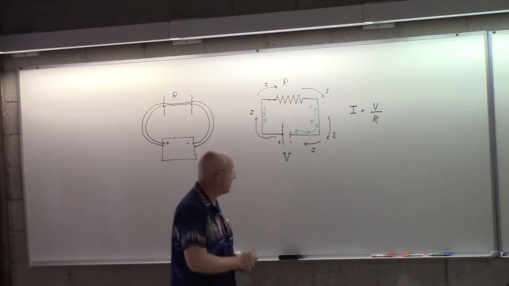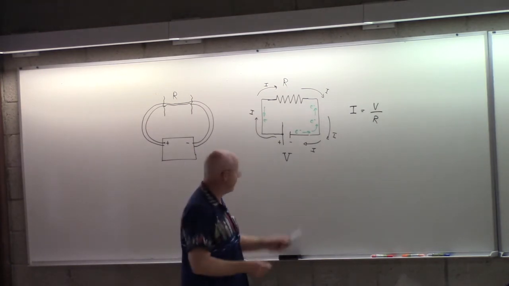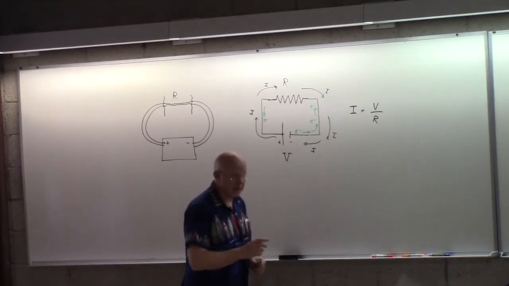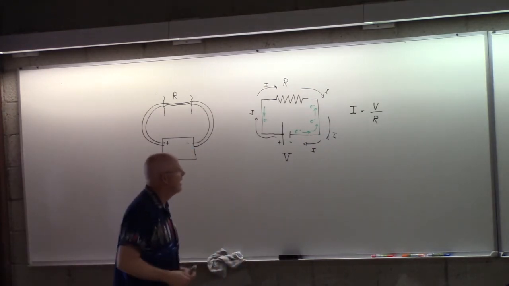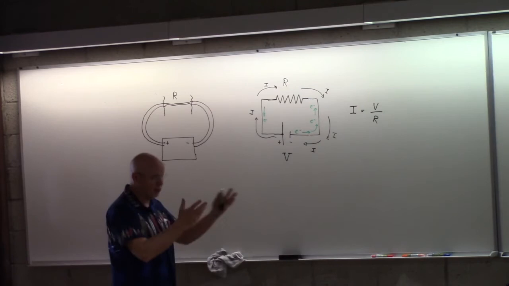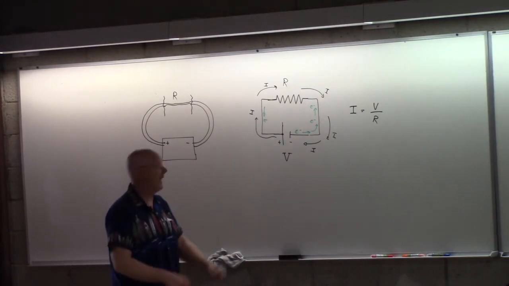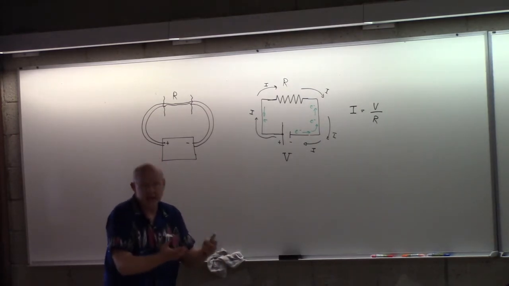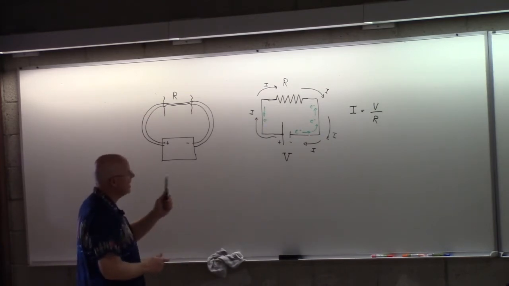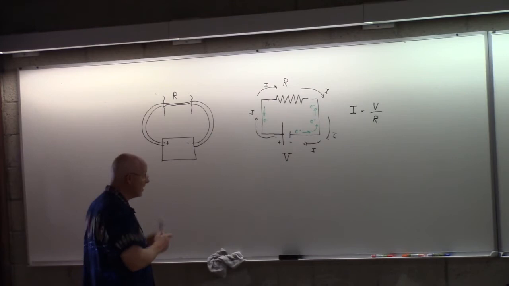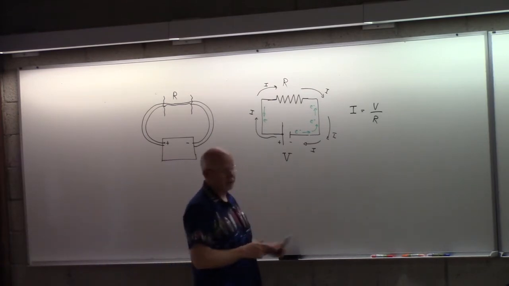We'll keep it simple in this chapter where we'll have just one battery and one resistor. But that will change significantly as we study multiple resistors and multiple batteries and even capacitors in the circuit, the stuff we learned last time. But this is all the further we're going for this chapter. This is our Ohm's law here.